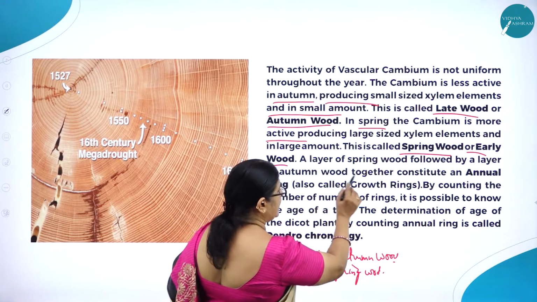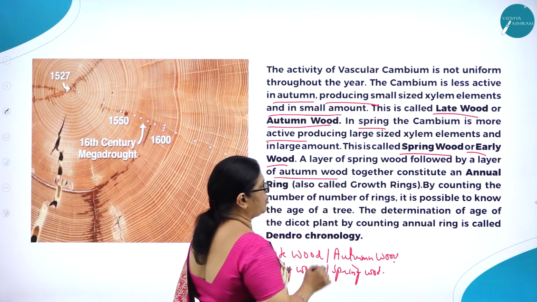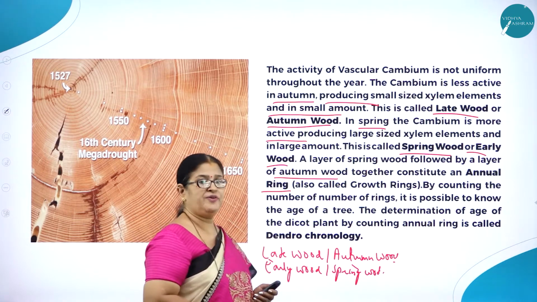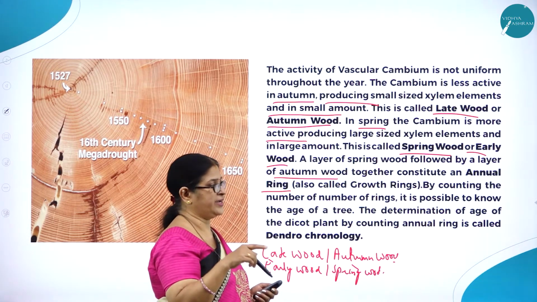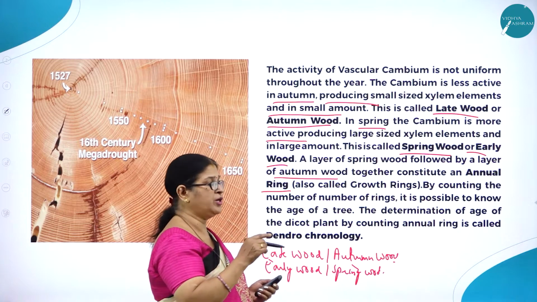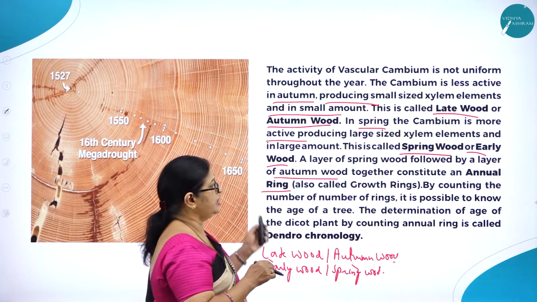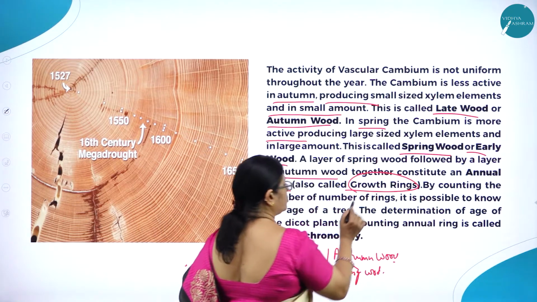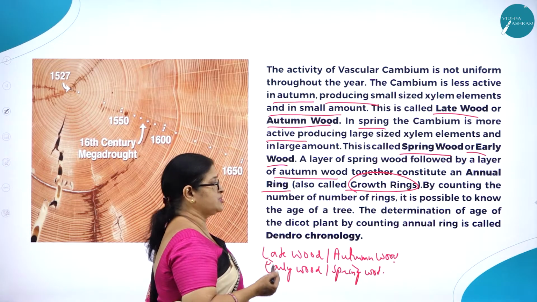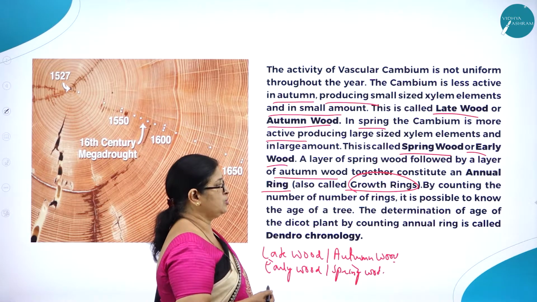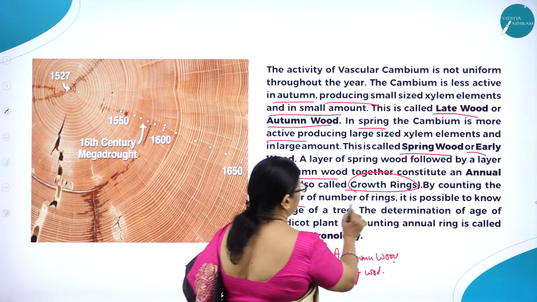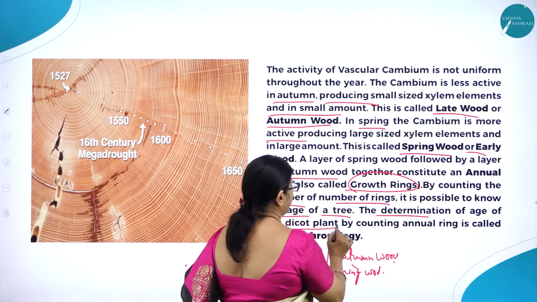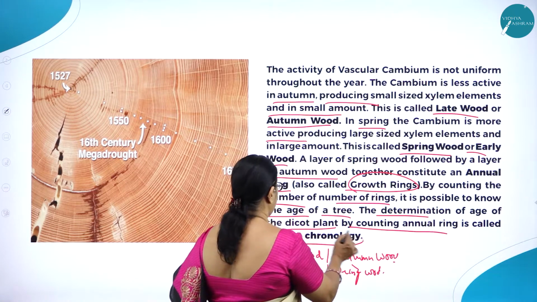Then a layer of spring wood followed by a layer of autumn wood together constitute an annual ring. See, how do we assess the age of a tree? By formation of one ring. So a layer of spring wood followed by a layer of autumn wood together constitute the annual ring, which is also called a growth ring. Annual ring, or also you can call it cambial ring or growth ring. By counting the number of rings, it is possible to know the age of a tree. The determination of age of the dicot plant by counting annual rings is called dendrochronology.